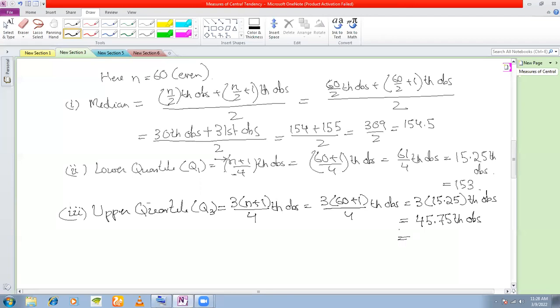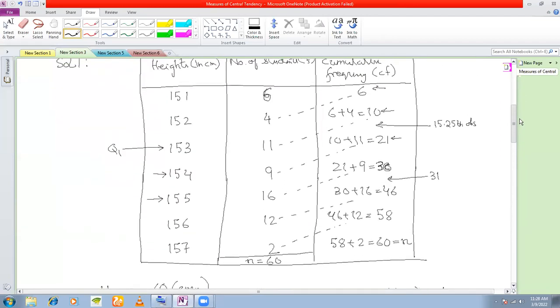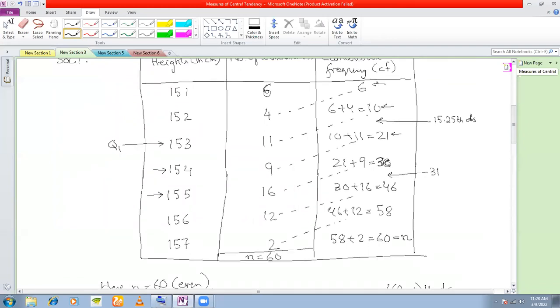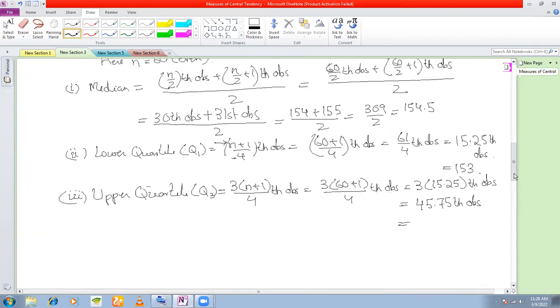Okay. And which one is the 45.75th observation? If you look at the cumulative frequency table here again, 45.75 lies between 30 and 46, right? So the 45.75th observation is between these two. So that is why you take this as your upper quartile, Q3. So your Q3 is 151.